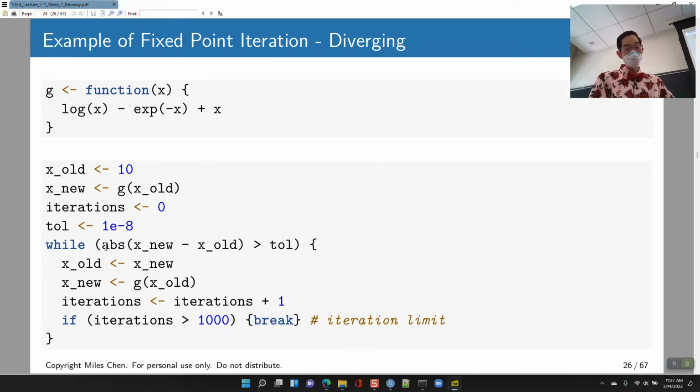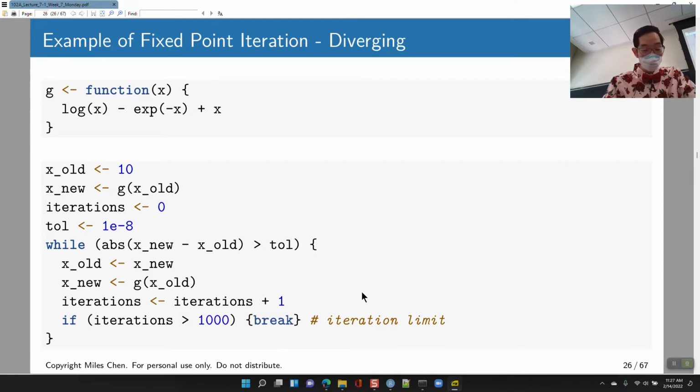And we're going to say keep running as long as the difference between the old and the new is greater than our tolerance, which is 10 to the negative 8. And here is my fail-safe, my iteration limit. We're going to just say if the iterations go over 1,000, break out of the loop just so we're not running for infinity. Okay?